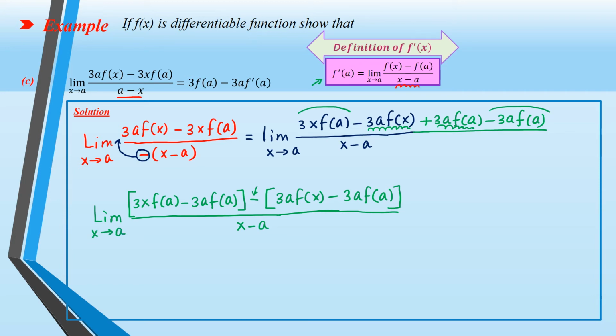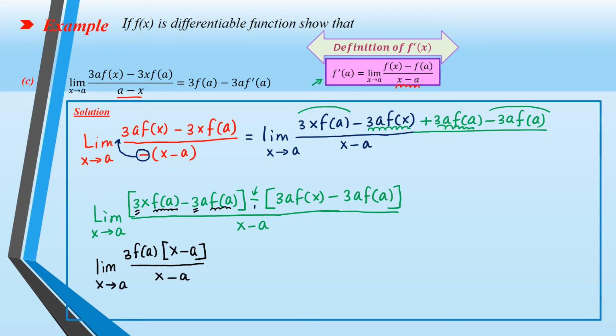Now you have to split the limit. So we'll get the limit of 3x. Before we split, we have a greatest common factor between these two terms: f of a. Also the number 3 is common between the two terms. So we have 3 f of a, the common part between these two terms, multiplied by x minus a divided by x minus a when x goes to a.